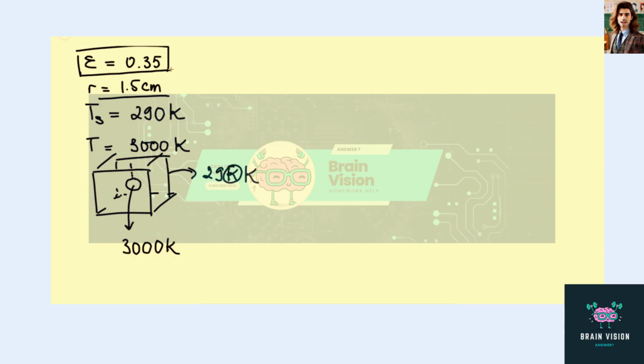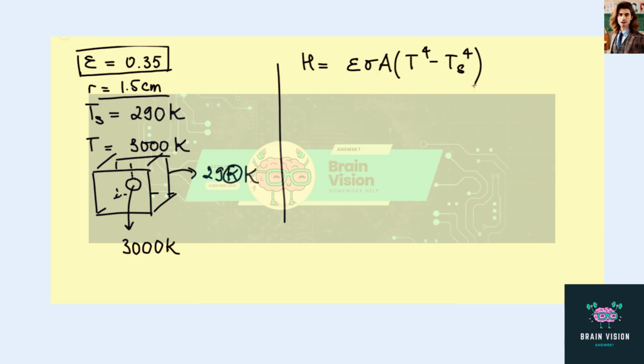And so this is how we would do it. So we have to recall the Stefan Boltzmann law. The Stefan Boltzmann law says that the heat current is equal to the emissivity multiplied by sigma, which is Stefan Boltzmann constant, multiplied by the area of the sphere, and multiplied by T to the fourth minus Ts to the fourth, where T is the temperature of the sphere and Ts is the temperature of the surrounding.